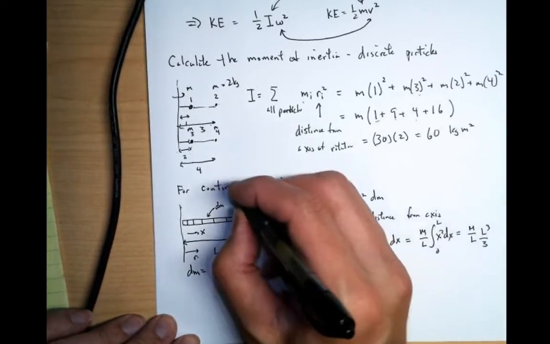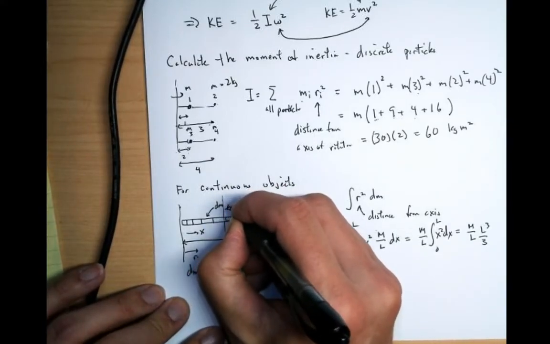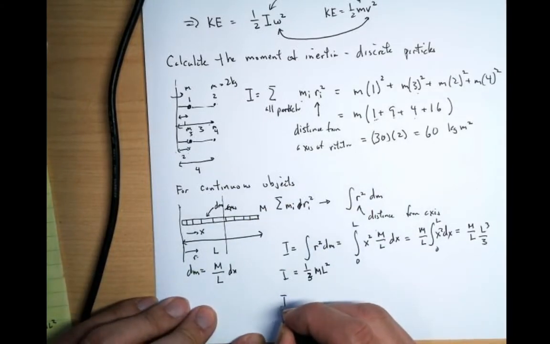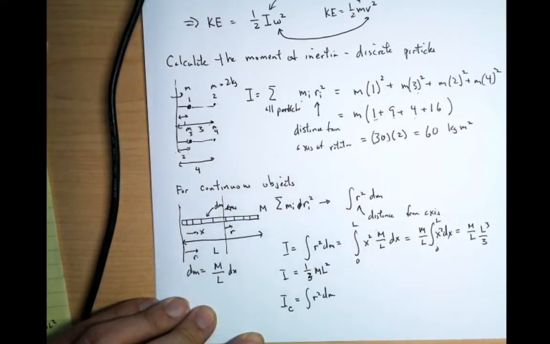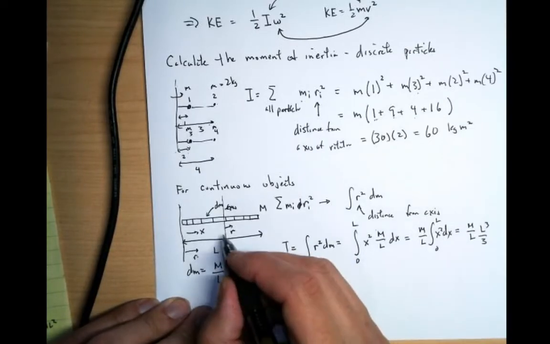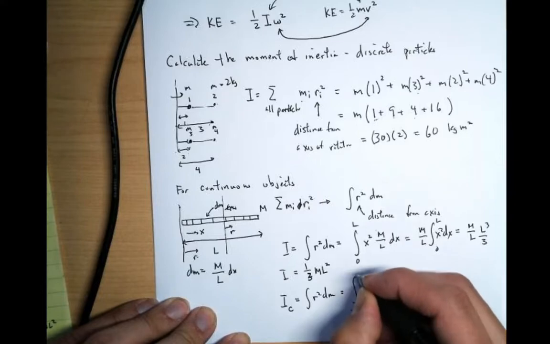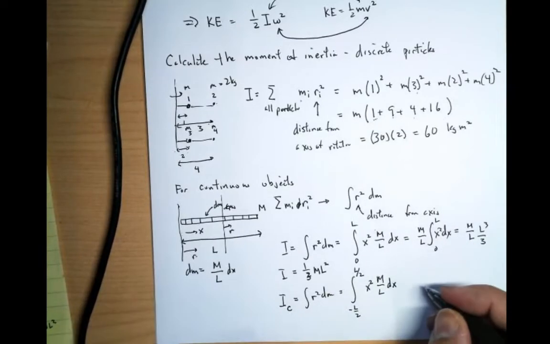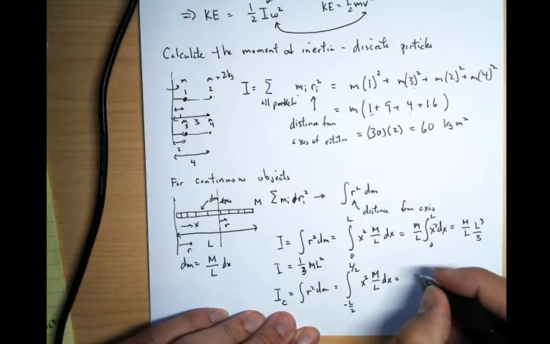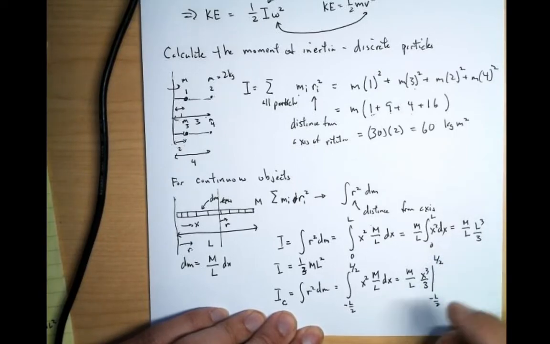That's one possibility. The other possibility is you could do it from the center. If this is the axis here, then I from the center is equal to the integral of r squared dm. Now this here is r, so this stays the same as before, but it goes from minus l over 2 to plus l over 2, x squared m over l dx. So this is the same as before: m over l, x cubed over 3 evaluated between minus L over 2 and L over 2.